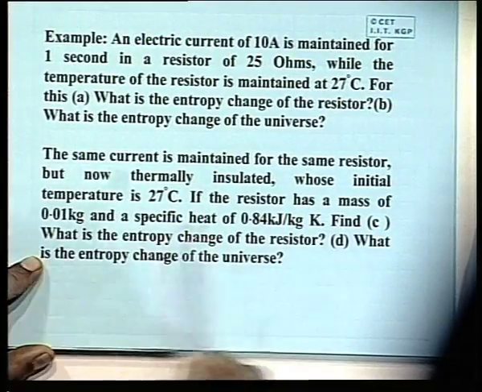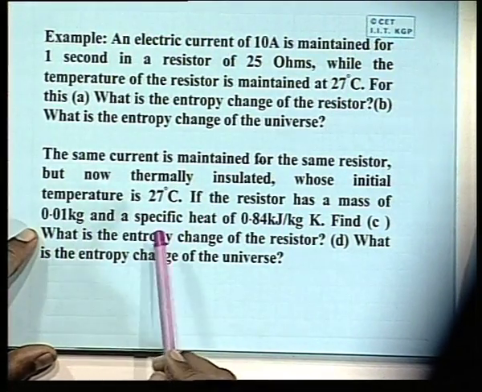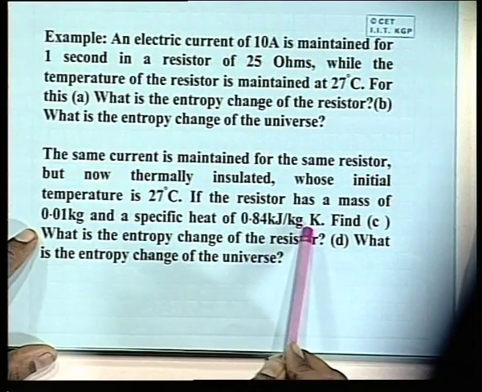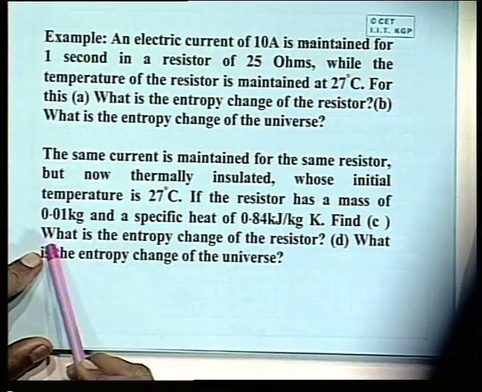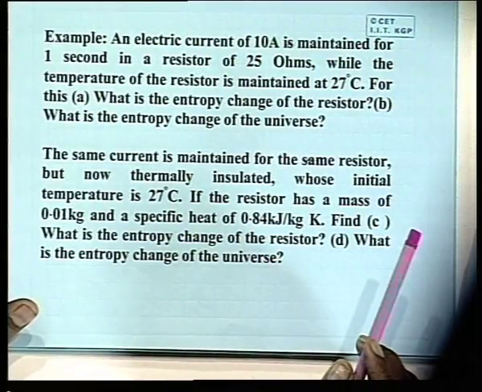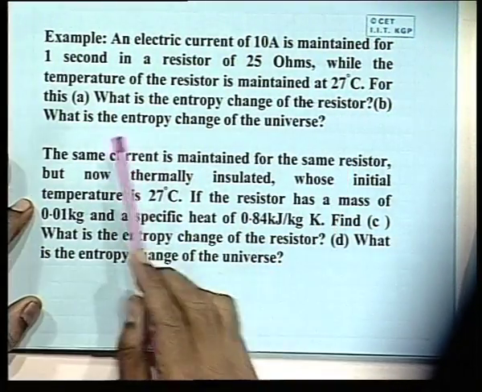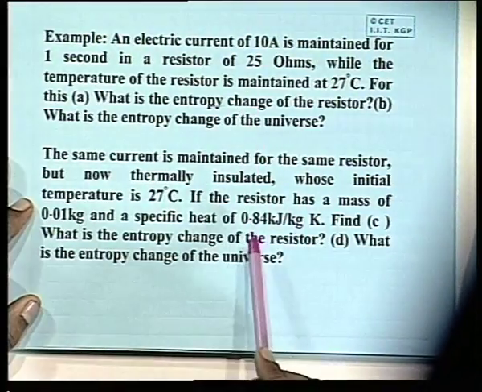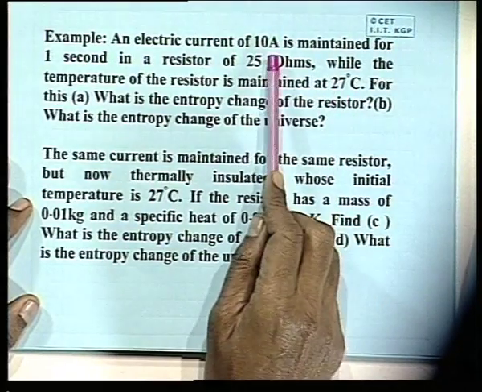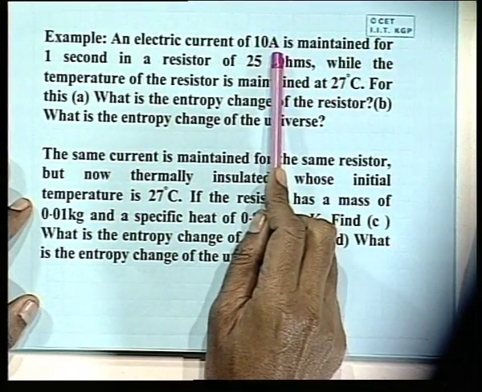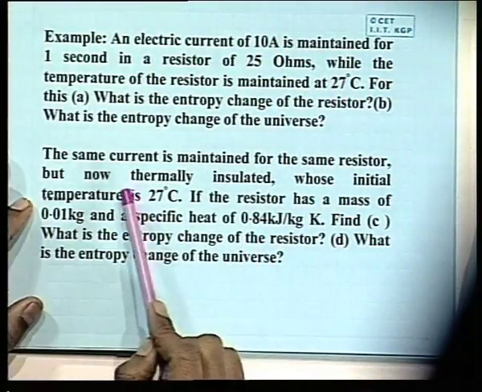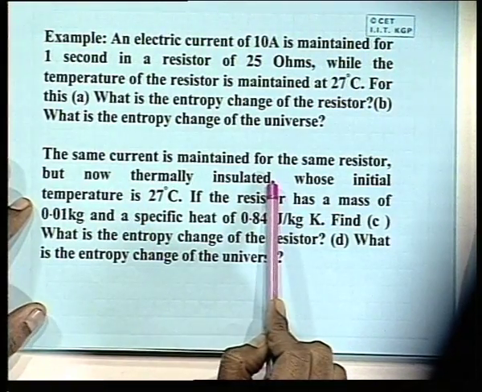If the resistor has a mass of 0.1 kg and a specific heat of 0.84 kilojoule per kg K, this is the unit of specific heat as you know, find the entropy change of the resistor and that of the universe. So we have to find out the entropy change of the resistor and the entropy change of the universe in both the cases. In one case the resistor is not insulated, rather it is cooled simultaneously while the current is flowing through it, so that the temperature remains constant, and in the other case it is thermally insulated, so the temperature will increase.